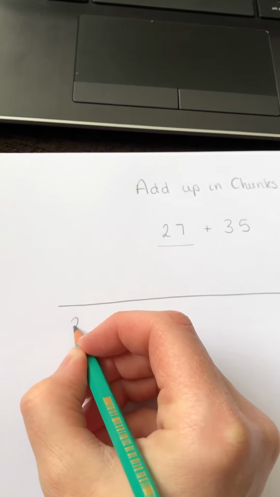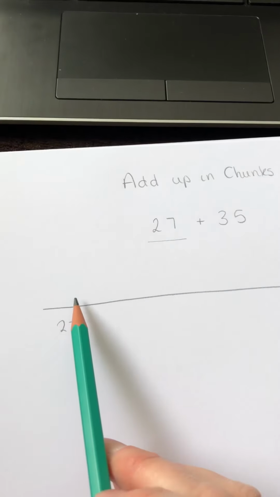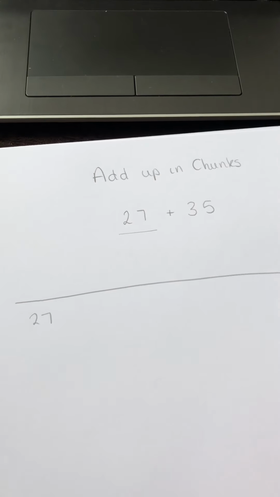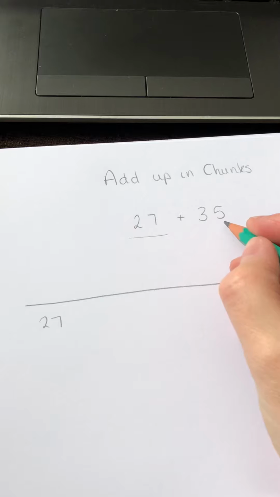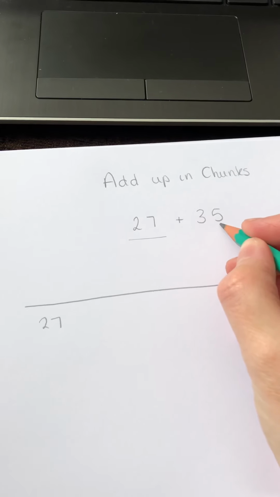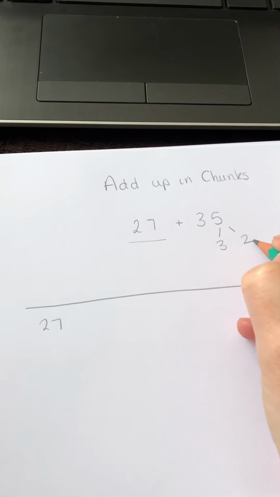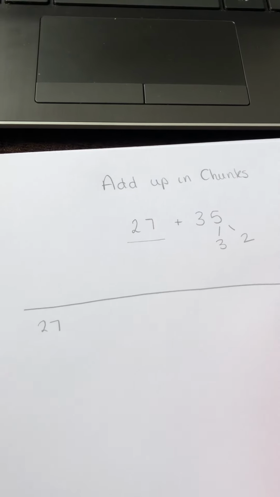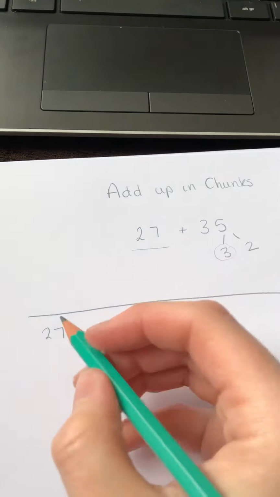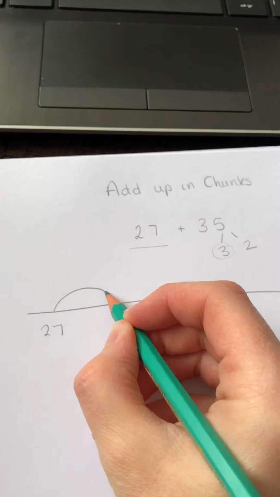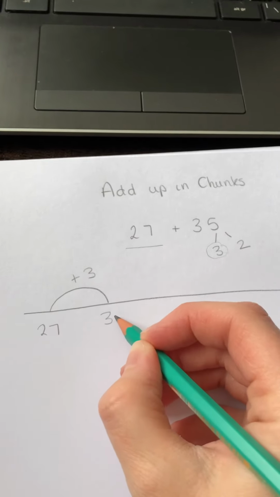So we start with 27 at this end of our number line because we're counting on, so that's the direction we're going to go in. The best thing that we could do first of all to make it the easiest for ourselves is split the 5 into 3 and 2. The reason that makes it easier is we can add on the 3 and that's going to take us to a nice round number. So if we add on 3, that's going to take us to the 30.